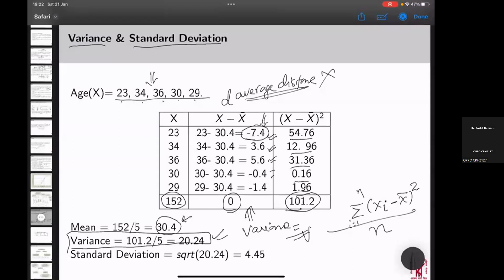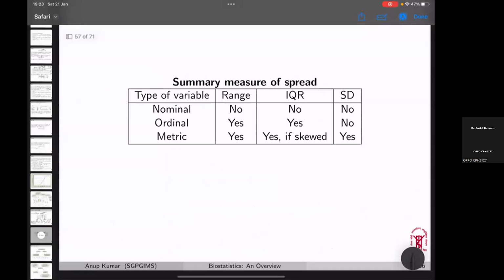Since you squared it, you have to take the square root of it. Again, you have to take the square root of 20.24, and it will give you 4.45. So this is nothing but the standard deviation. So this is the relationship between variance and standard deviation.